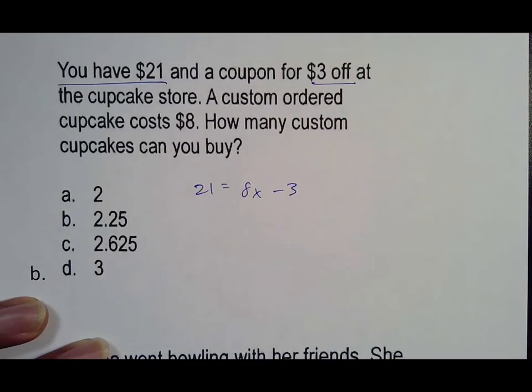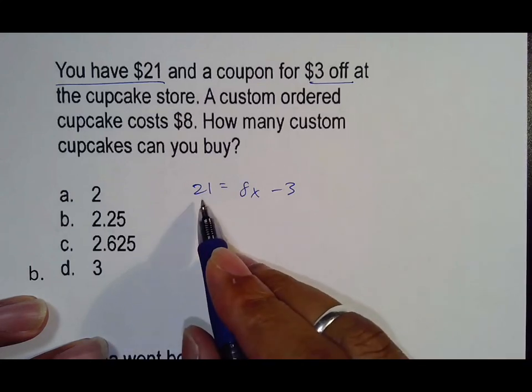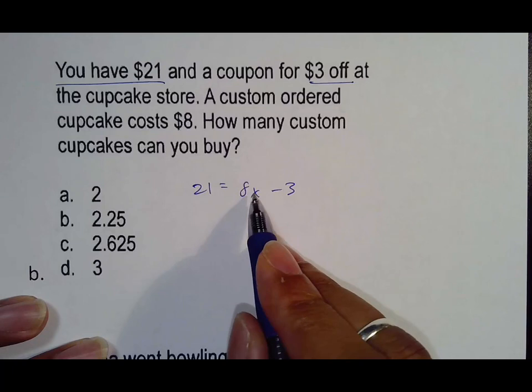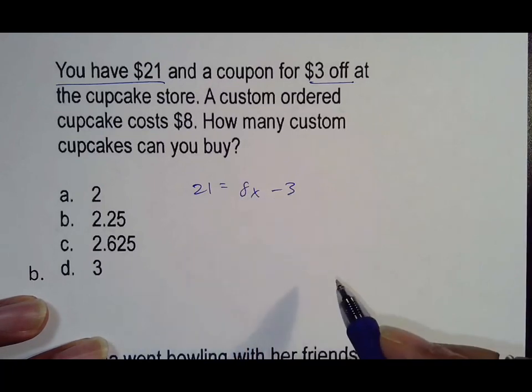Remember, you don't need to be copying this. You're just kind of paying attention and trying to absorb what you can, and again, asking where you have issues. But again, you have $21. You're going to buy cupcakes at the price of 8, so it's 8 times however many cupcakes I buy, and then I have a coupon that's going to take $3 off of that.